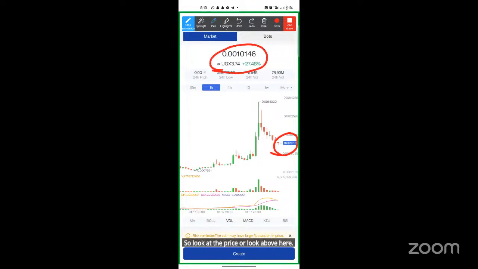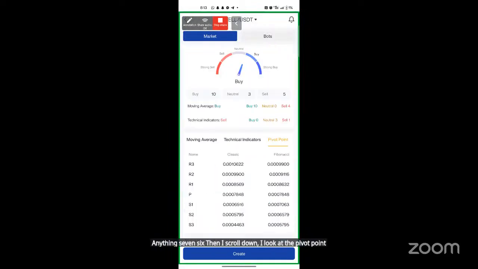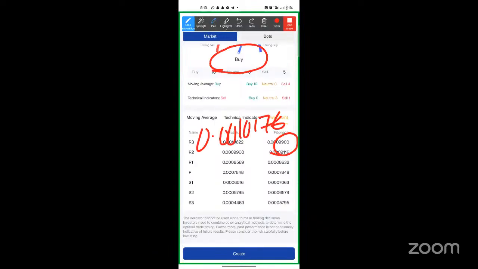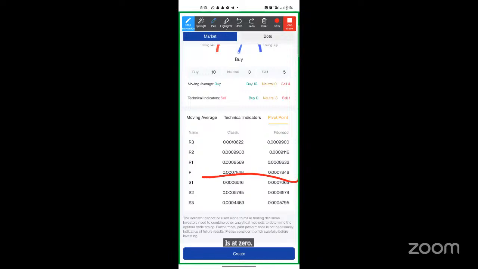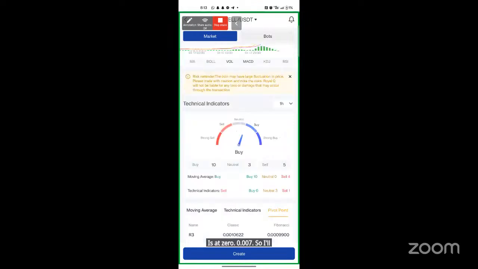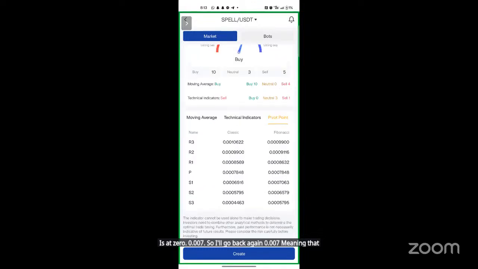It is 0.001 76. Then I scroll down, I look at the pivot point, and the pivot point is at 0.007. So I'll go back again, 0.007, meaning that the price is above the pivot point.